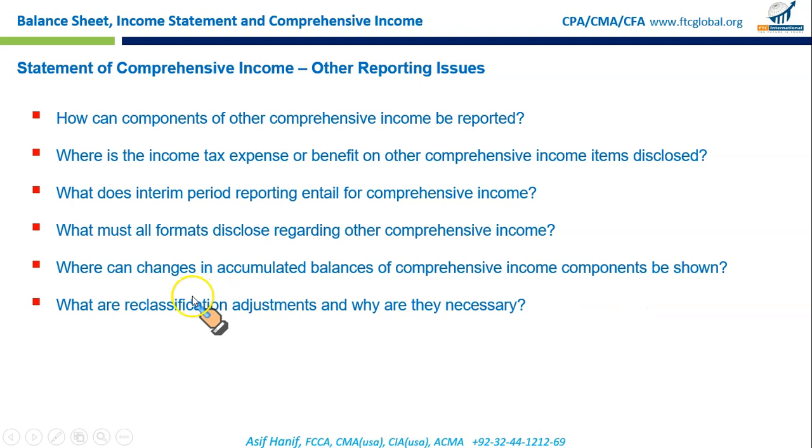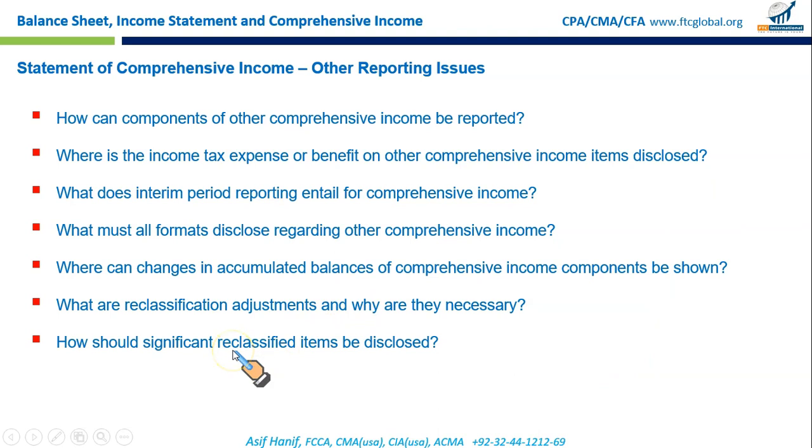Then it says, what are reclassification adjustments and why are they necessary? We discussed this a little while ago. Reclassification adjustments are necessary to avoid double counting of gains and losses. So they basically adjust for any items which were previously reported in OCI, and now have to be reclassified to the income statement. We discussed a little while ago that if there is a gain on any available for sale security that you have sold, any gain and loss related to this available for sale security, which is a part of other comprehensive income, now needs to be reclassified to net income or your income statement.